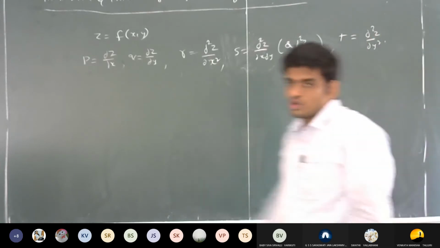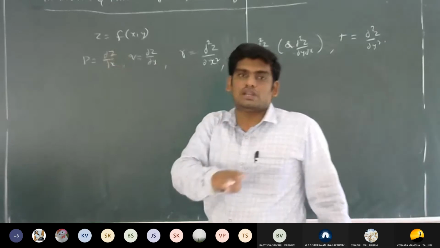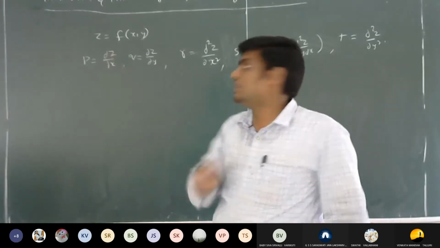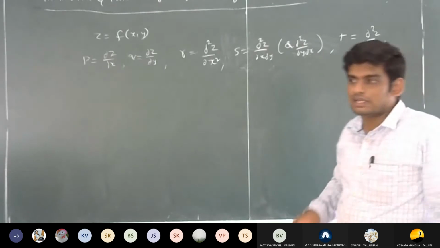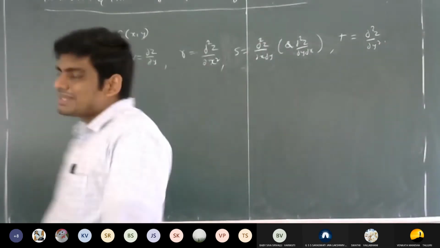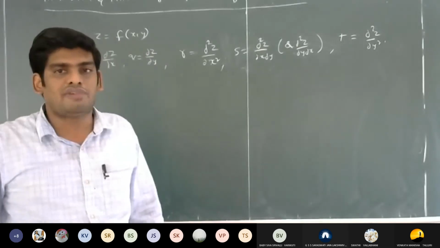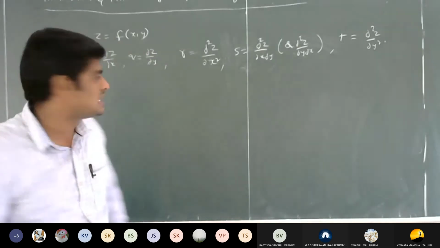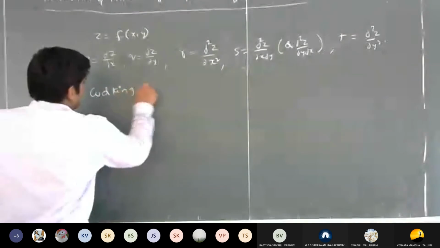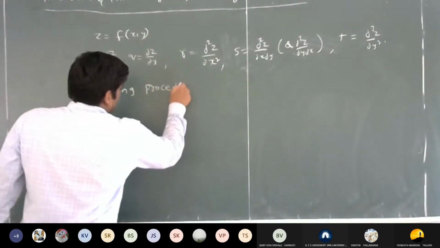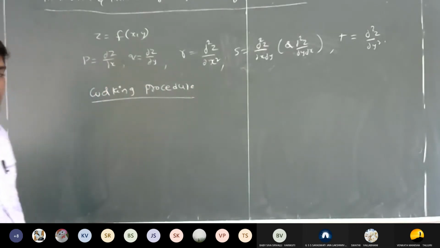Dou square z by dou y square. Since it is a function of two variables, there exist two first order derivatives and four second order derivatives. So 1, 2, 3, 4. Four second order derivatives. Now, what is the working procedure for calculating the maxima and minima of a given function? Just observe carefully. If you understand this procedure, then automatically you can solve any problem, right?